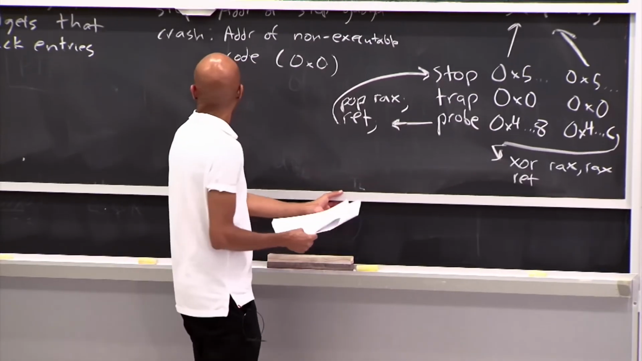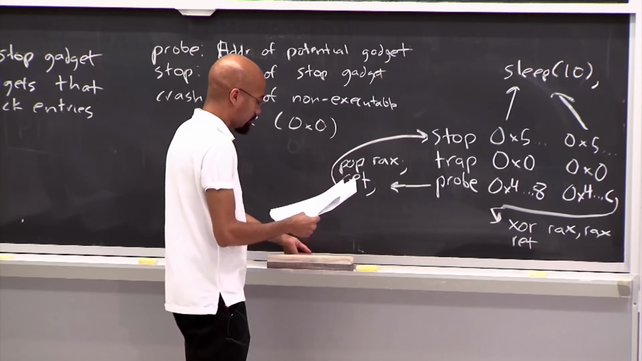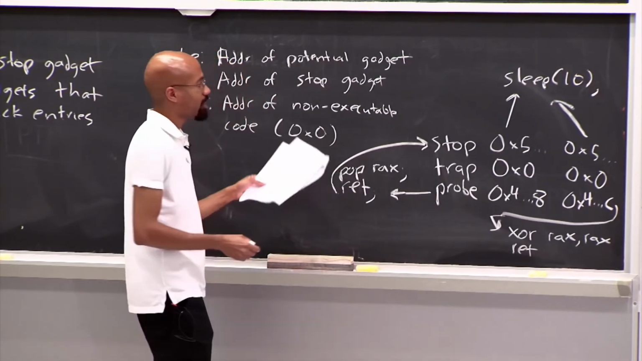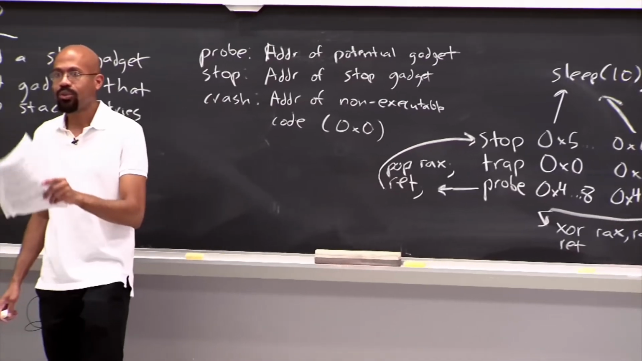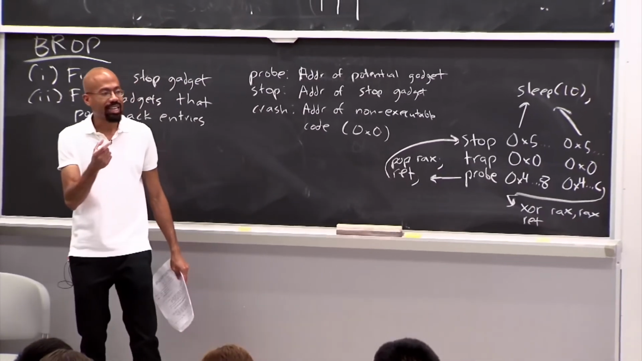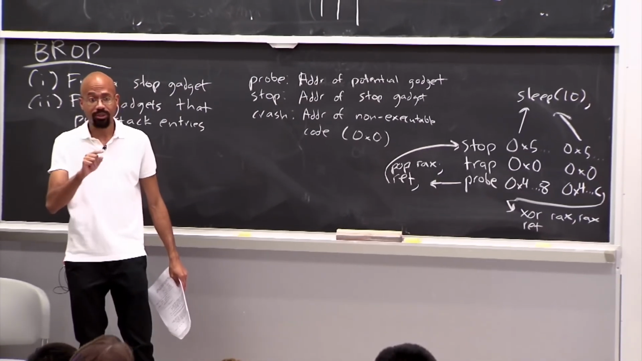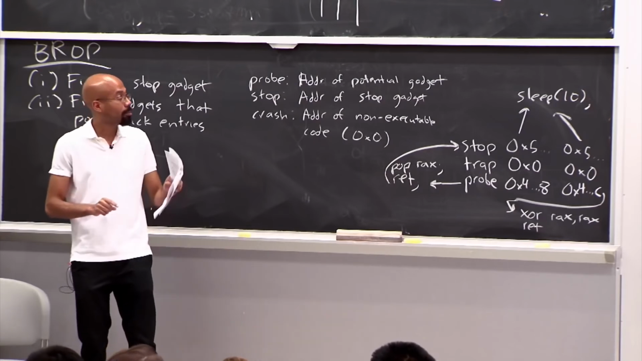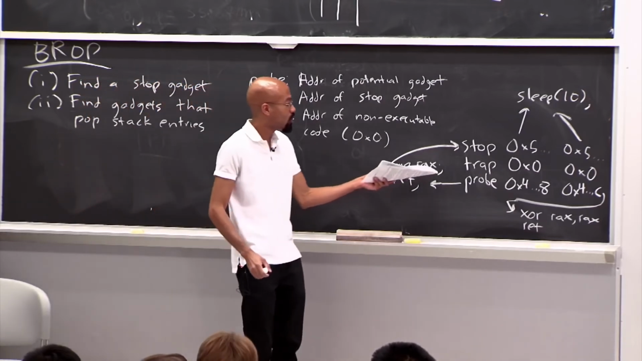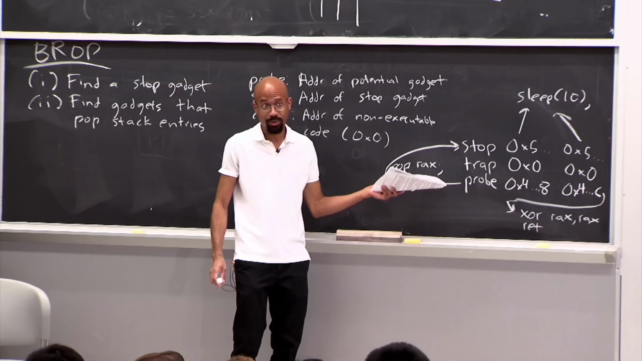OK. So once you've got these gadgets, what do you know? Well, you found the location of code snippets that allow you to pop stuff off, precisely one thing off the stack, but you don't actually know into what register they're popping it.